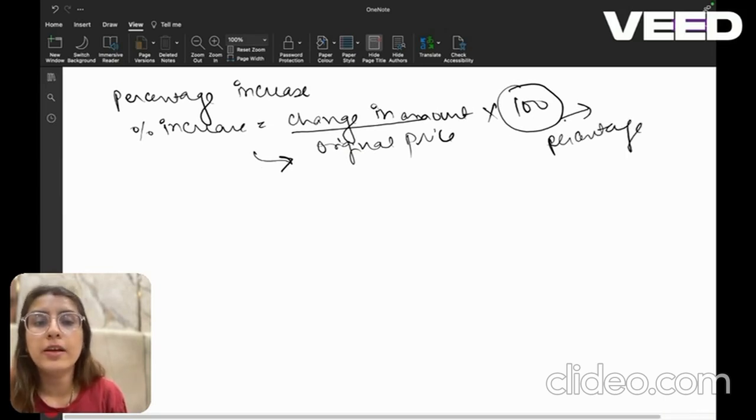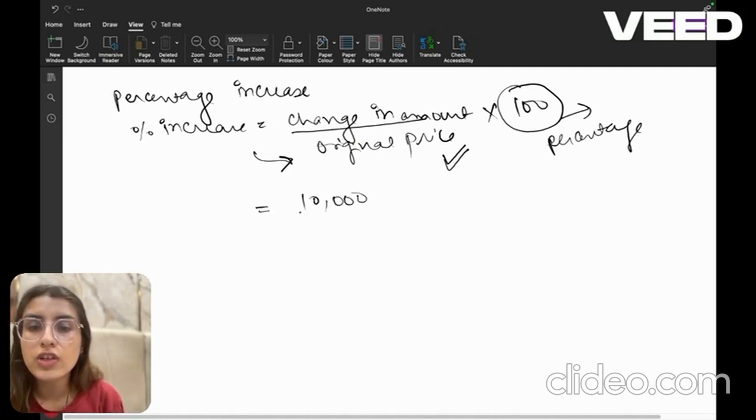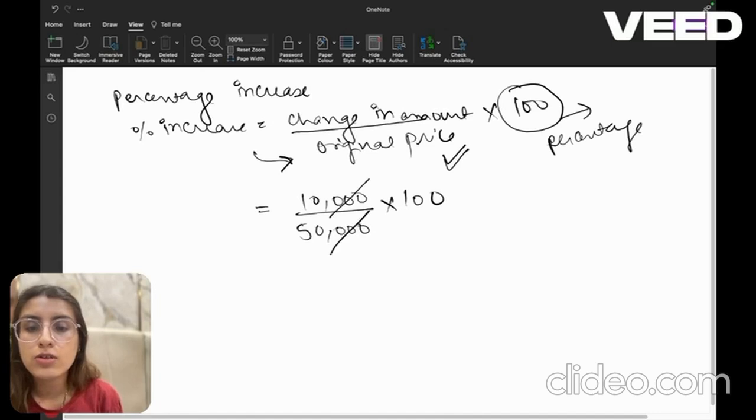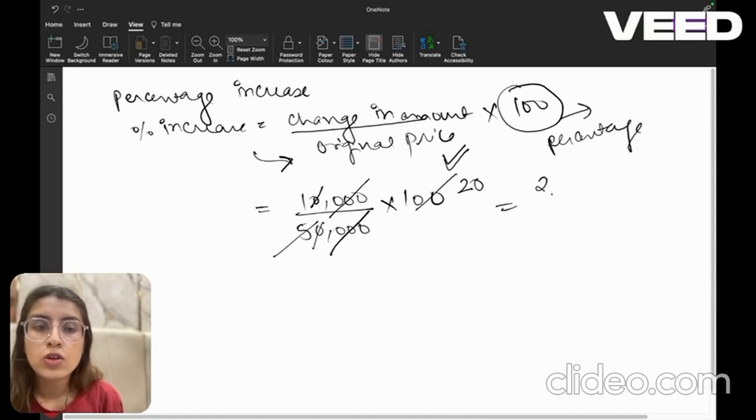So hence we have multiplied it by 100, and whether it is percentage increase or percentage decrease, the denominator will always be the original price or original value, because we have to take the reference, we have to calculate in reference to the original value, right? So we'll put the values. 10,000 was the change in amount and the original price was 50,000, and we will multiply it by 100. 3 zeros will be cancelled, this 0 and this 0 will also be cancelled out. 5 2s are 10, 20, so 20%.